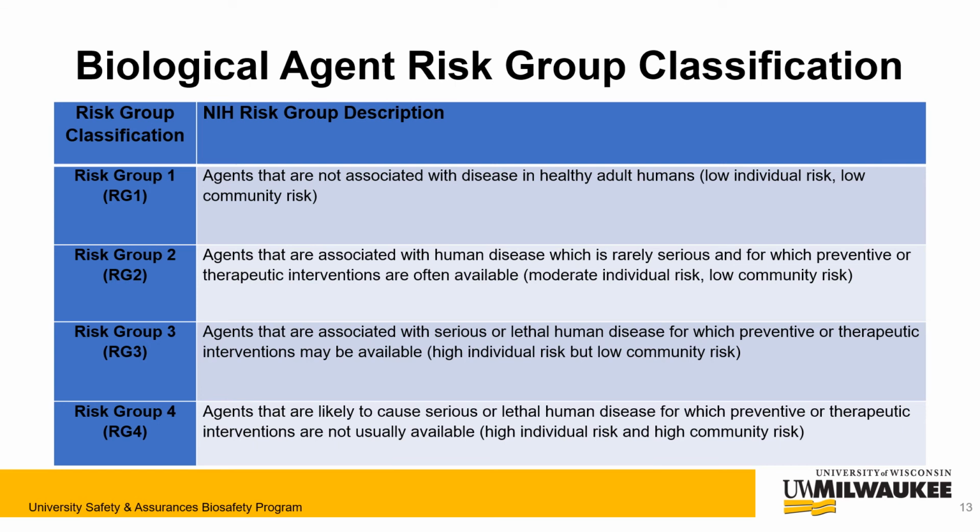Risk group 3 agents are agents associated with serious or lethal human diseases that may or may not have preventative or therapeutic interventions available. We do not work with risk group 4 agents at all at this university, but those are agents that would be very likely to cause serious or lethal human disease for which there are not really any preventative or therapeutic interventions available, and have a high risk to both individuals and the community. These would be things like the Ebola virus that require very high containment.